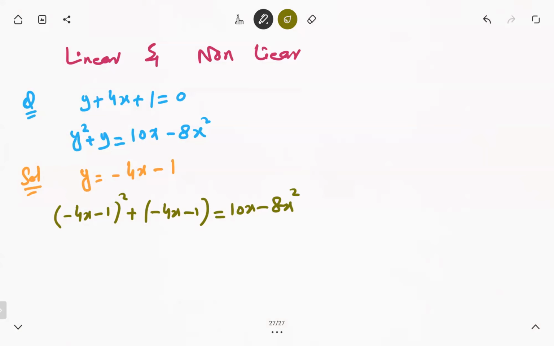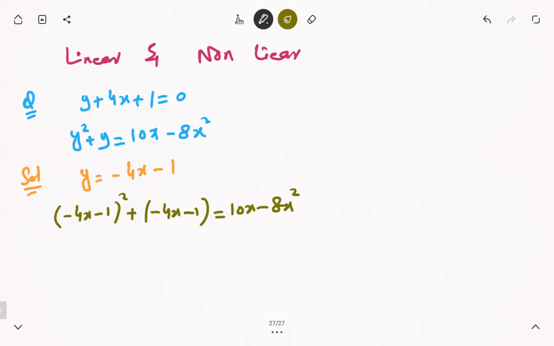This is a simple quadratic. If you simplify overall, you will get a quadratic equation in x. Once you get the quadratic equation, you know how to solve it. You will get two possible values of x, and those two values will be plugged into any of the above equations to get the corresponding values of y. And that will be your answer.